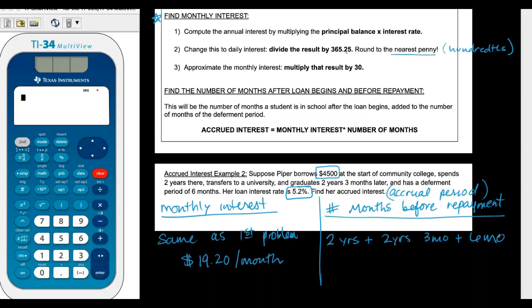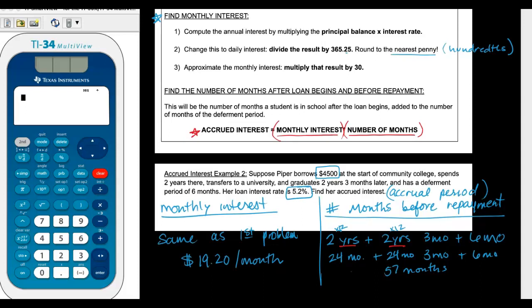So just like the last problem, I want to identify the years and make sure I convert those to months. So I'm going to multiply those both by 12 to get the months. So I have 24 months at the community college plus 24 months and another 3 months at the university, and then the 6 months from the deferment period. So I'm going to add all of that up, and I end up getting 57 months total. So the only difference here is that when we go to find the accrued interest, which remember is just the monthly interest times the number of months, so these are multiplied together, we're taking the same steps as before, it's just the number of months before repayment is different.